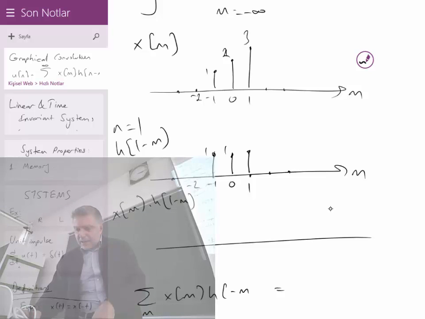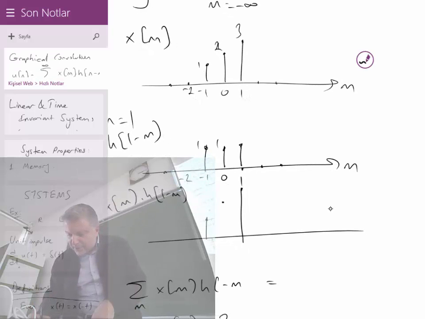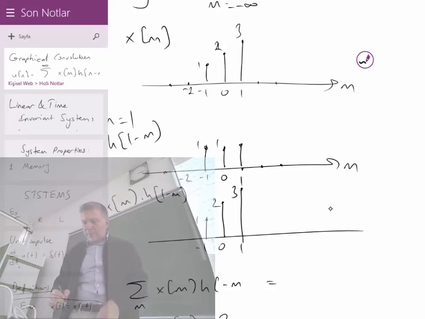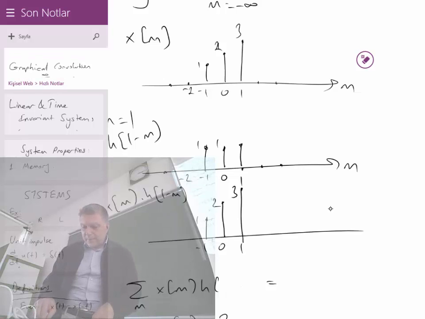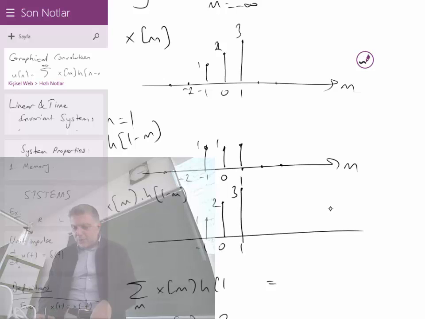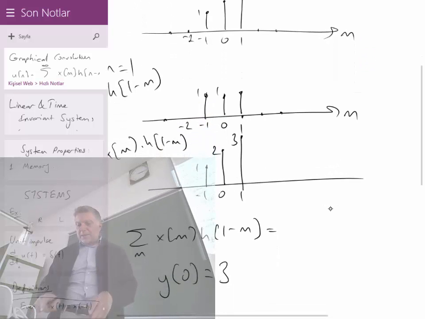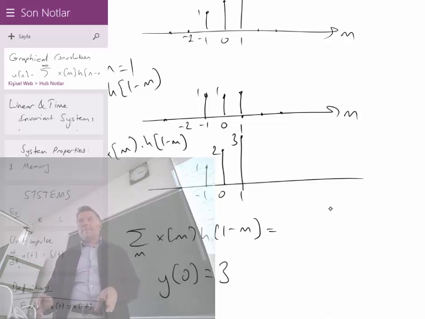And the multiplication is at minus 1, 1 times 1 is 1. At 0, 2 times 1 is 2. And at 1, 3 times 1 is 3. Sorry, let's make it somewhere in between. Like this. Assume this is 2 and this is 3. At minus 1, 0 and 1. And then of course I have to accumulate this time x of m, h of 1 minus m. I must sum them up for everything.